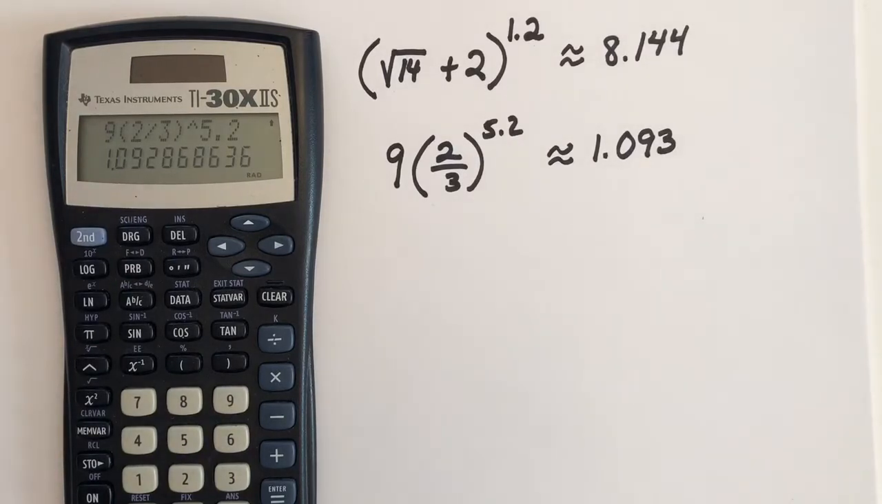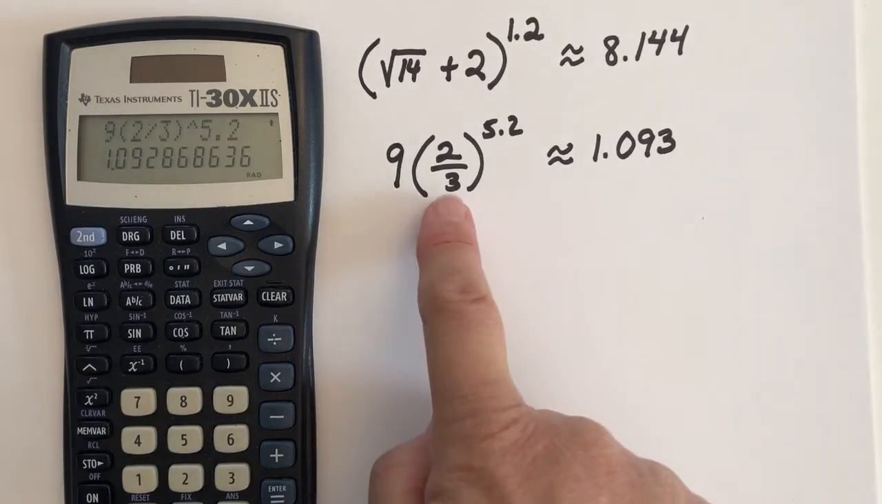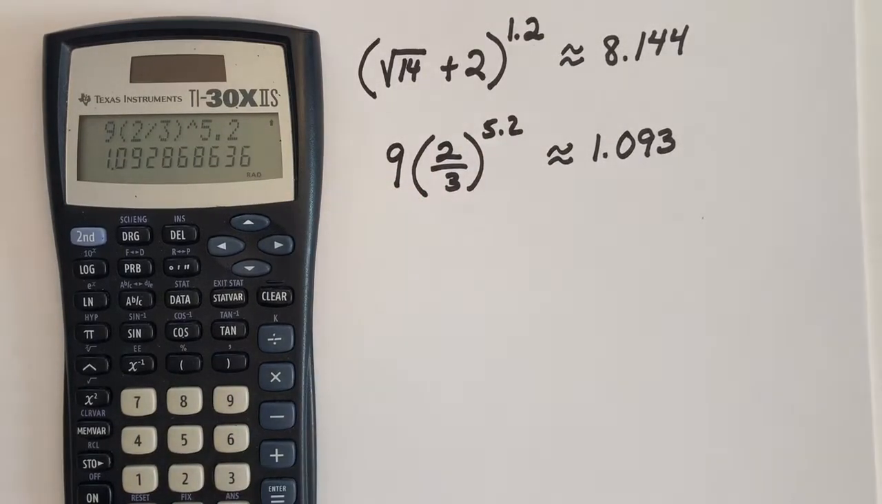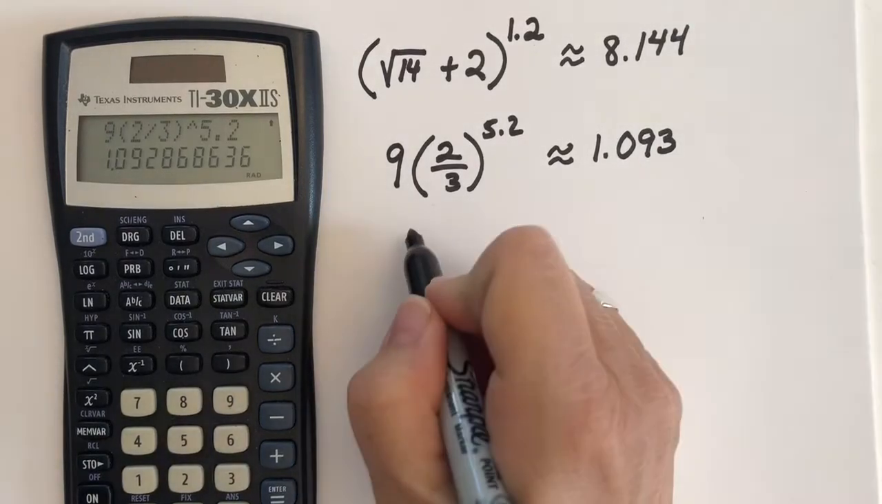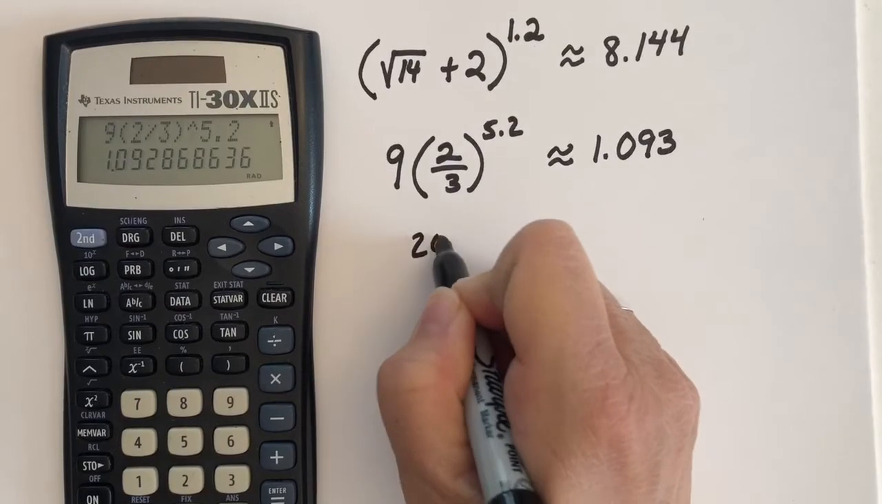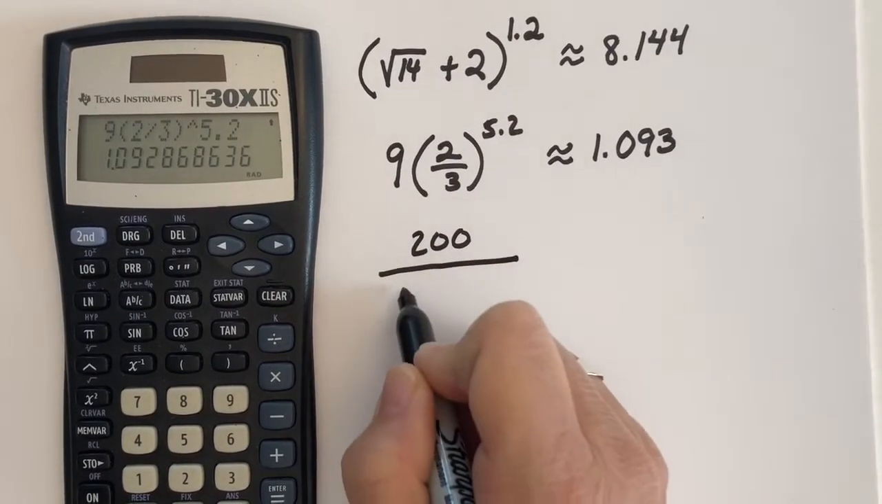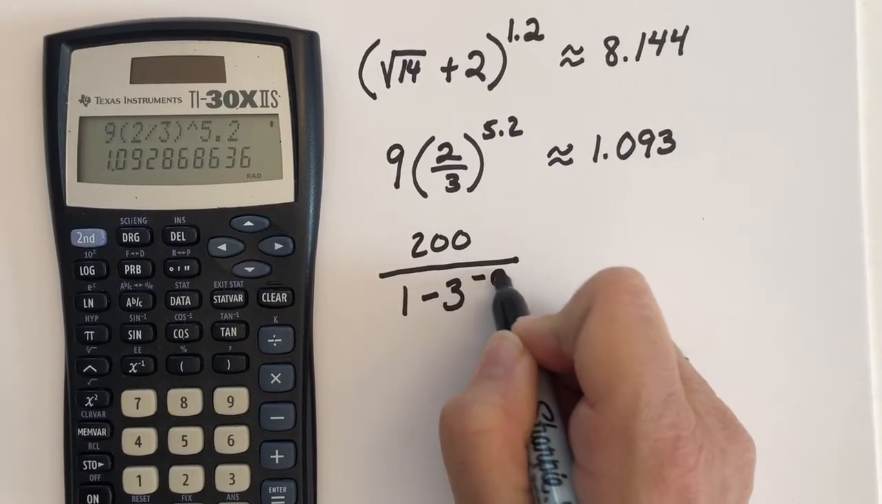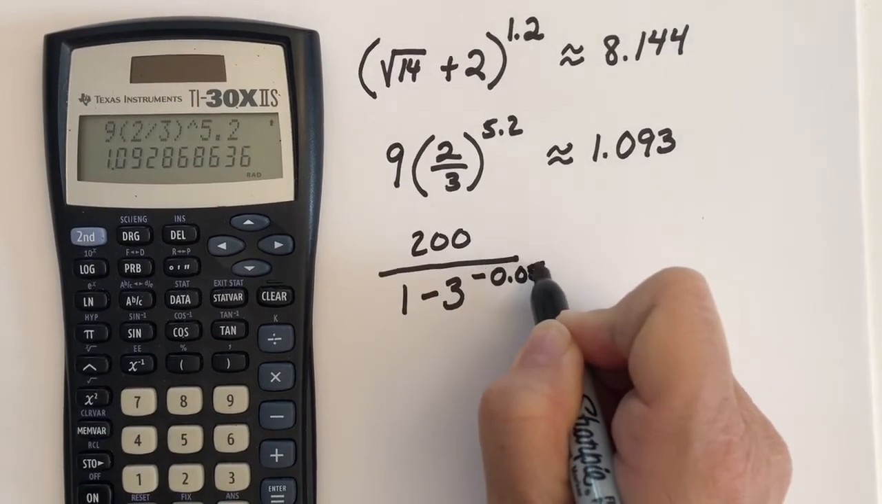The 9 right up against the parentheses meant it was going to do the multiplication. And your scientific calculators know the order of operations. So when it does the calculations, it will raise 2/3 to the 5.2 power first and then multiply by 9. Let's do one more. Let's make it 200 divided by 1 minus 3 to the negative 0.05 power.